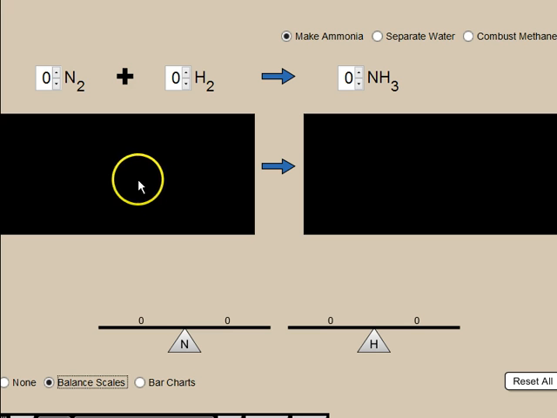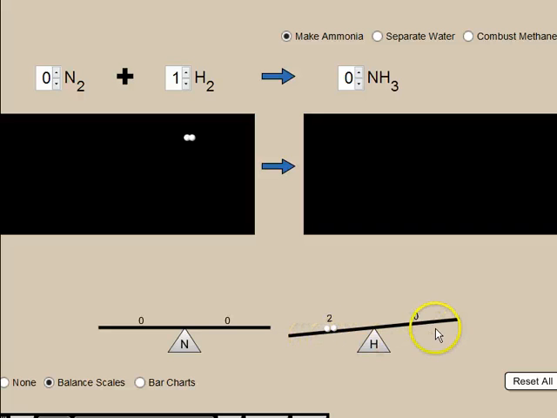Okay, so on the reactant side, which is the left hand side, I'm going to change this hydrogen coefficient, make it 1. As soon as I do that, you see that this balance tips to the left, and well, there's hydrogen on the left hand side, none on the product side. So clearly over here, the left hand side is the reactant side on both the N and H balances.